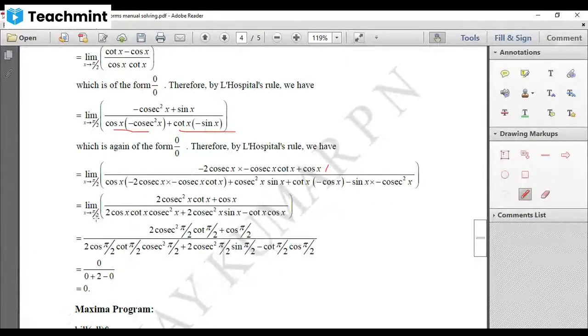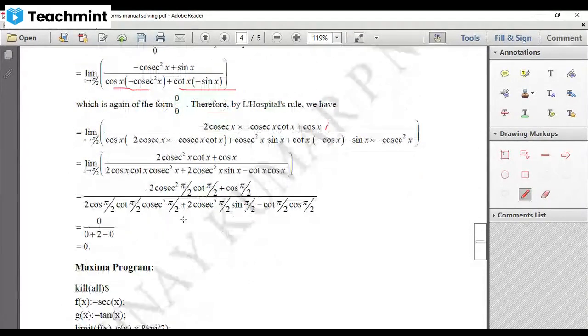If you put x equal to pi by 2 in this, you will get cosecant square pi by 2 which is 1, cot pi by 2 which is 0, cos pi by 2 which is 0 divided by cos pi by 2, 0 into anything is 0. Cosecant pi by 2 into sin pi by 2 which is 1, so you'll get 2 here, minus cot pi by 2 is 0. So you'll get 0 by 2 which is 0, and this completes the solution.